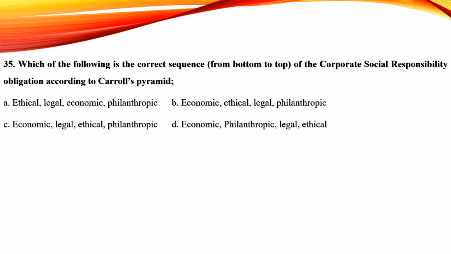Question number 35. Which of the following is the correct sequence from bottom to top of the corporate social responsibility obligation according to Carroll's pyramid? A. Ethical, legal, economic, philanthropic. B. Economic, ethical, legal, philanthropic. C. Economic, legal, ethical, philanthropic. D. Economic, philanthropic, legal, ethical.